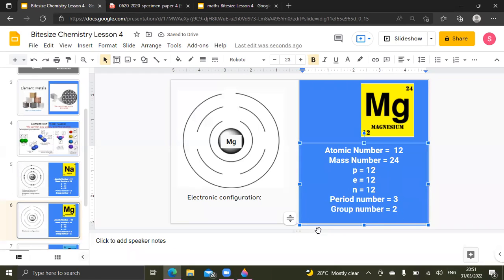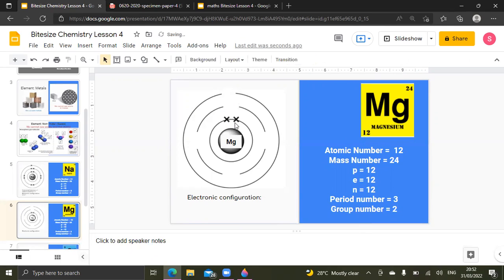Group 2. Okay, how do I actually fill in? How do I draw the orbitals? Look at the period number. 3 orbitals: 1, 2, and then 3. Then I have to fill in how many electrons? 12 electrons here. So how to fill in the first orbital first? Okay, I already did this for you. There you go, 2 electrons. Maximum 2 electrons in the first orbital.